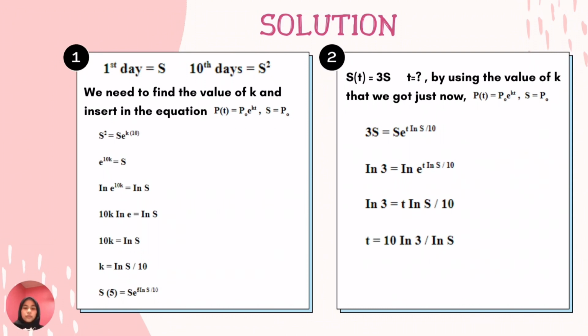Then take ln on both sides and it will become ln 3 = ln e^(T ln S over 10). Then ln e will become 1. Then our equation will become ln 3 = T ln S over 10. And T will become 10 ln 3 over ln S.